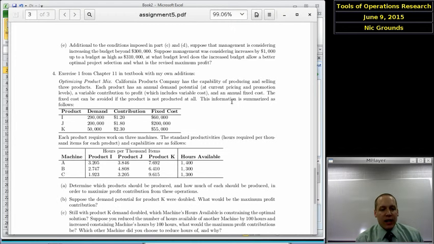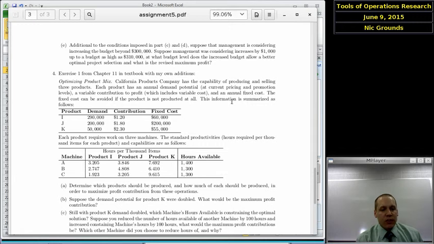Okay. Now, to make these 3 products, each one requires time spent on 3 different machines. So we've talked about examples like that before. In this case, we didn't give those machines names. We just called them A, B, and C. And we have listed here the number of hours needed on a particular machine to make 1,000 units of each product, and each machine has a total number of hours available.